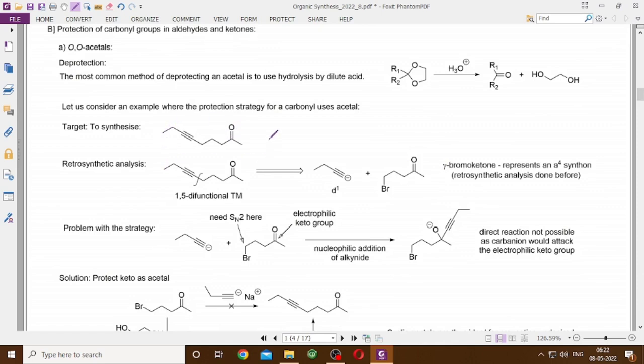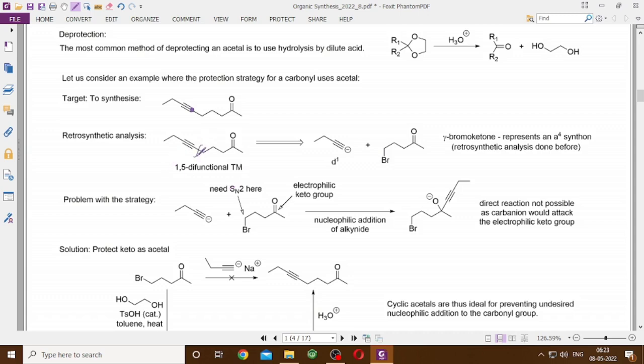Let's check out this one. If I consider this carbon-carbon triple bond as a functional group, then this is 1, 2, 3, 4, and 5. So it's a 1,5 bifunctional unit. I can disconnect right next to the alkyne carbon and put a negative charge here. That would mean that this is a D1 synthon, and this one becomes an A4 kind of thing, 1, 2, 3, 4, acceptor 4. This is a gamma bromoketone.